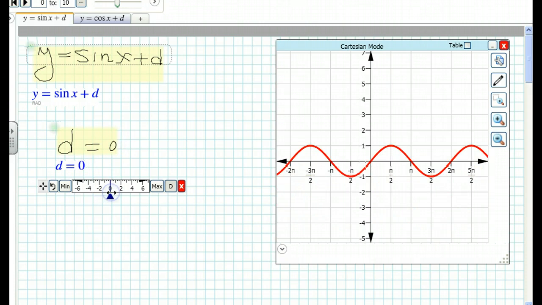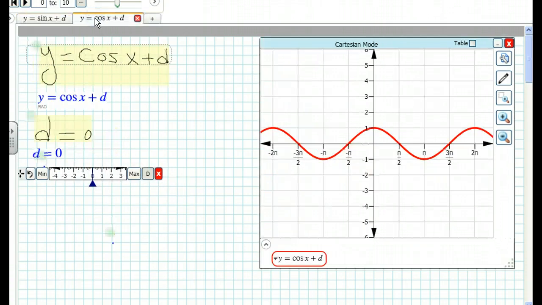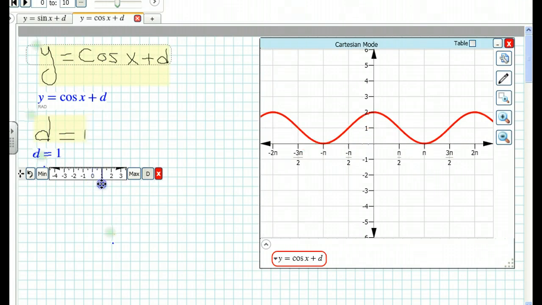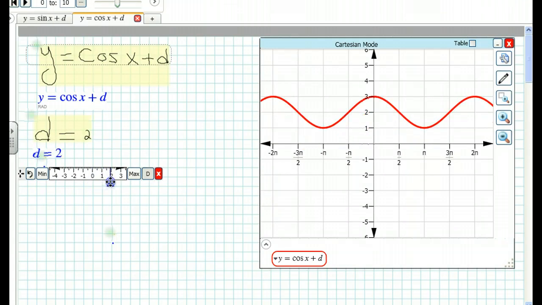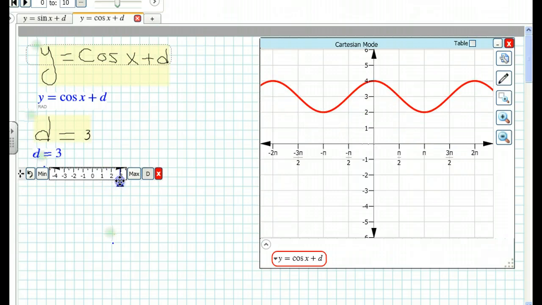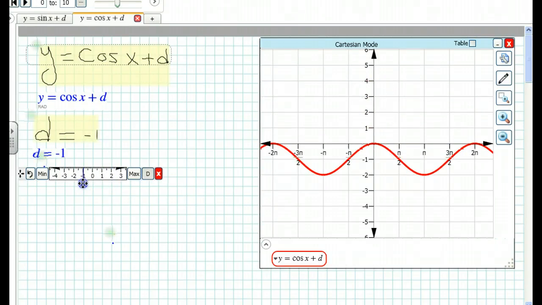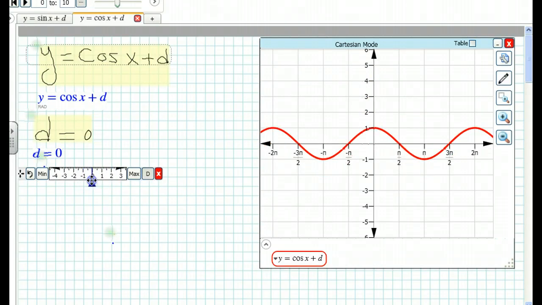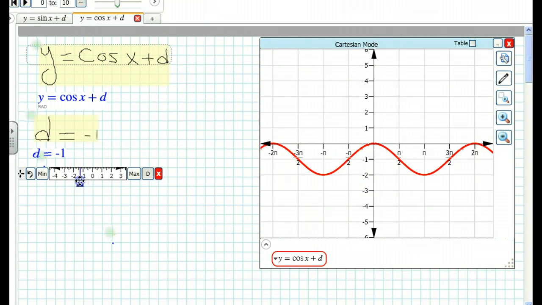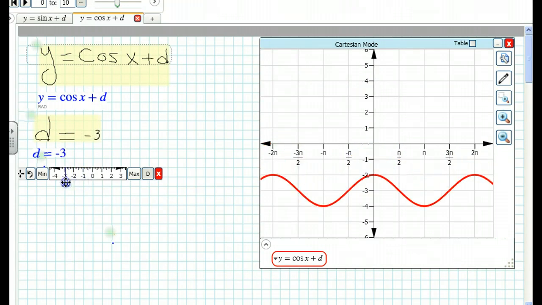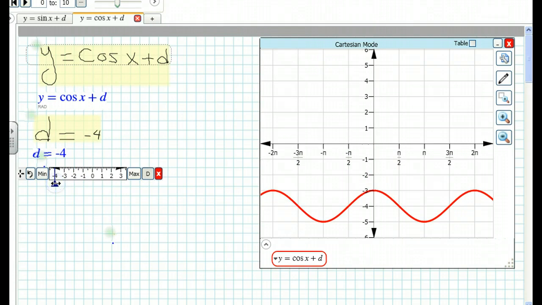Now the same thing is true for the cosine curve. So here we have the cosine curve. Notice as we add 1 to the cosine, it will move up 1 unit. If we make d equal to 2, it moves up 2 units, 3 units. And of course, if we were to go in the negative direction, starting here at d equals 0, now negative 1, it moved down 1 unit, moves down 2 units, moves down 3 units, and moves down 4 units. So the value of d certainly controls the vertical shifting of the sine and cosine curves.